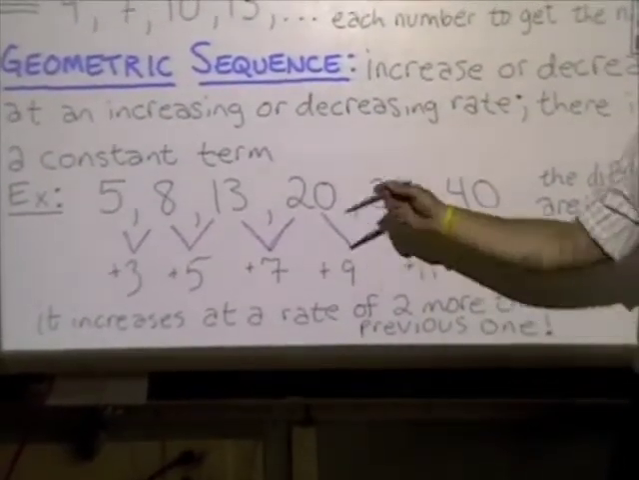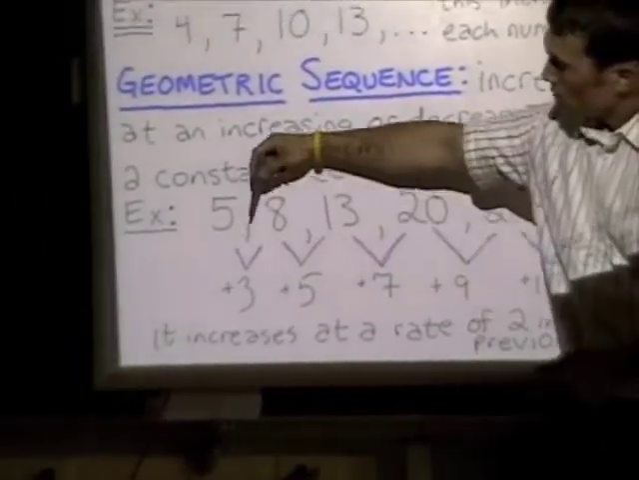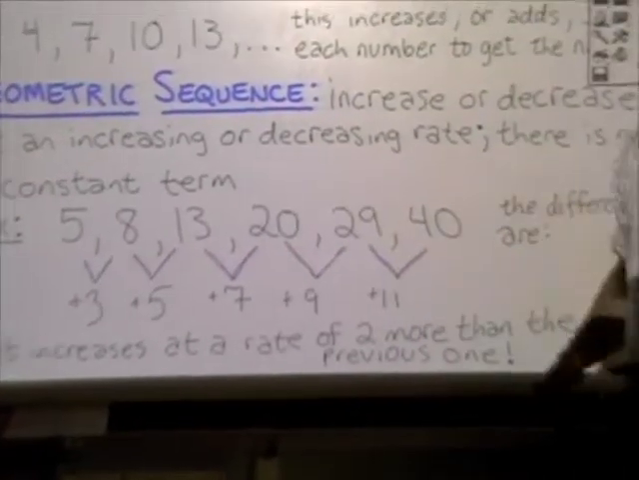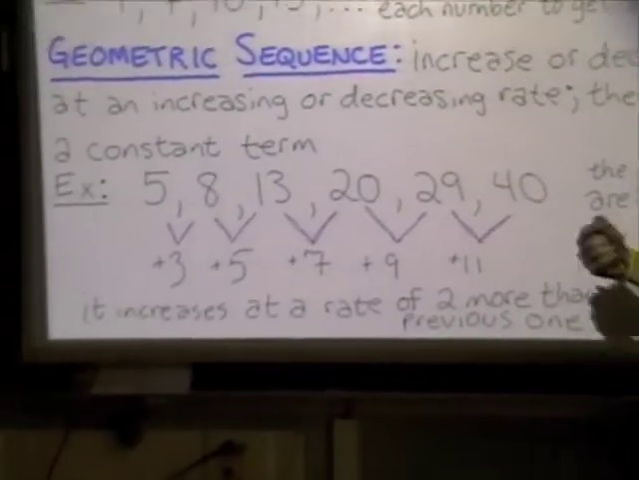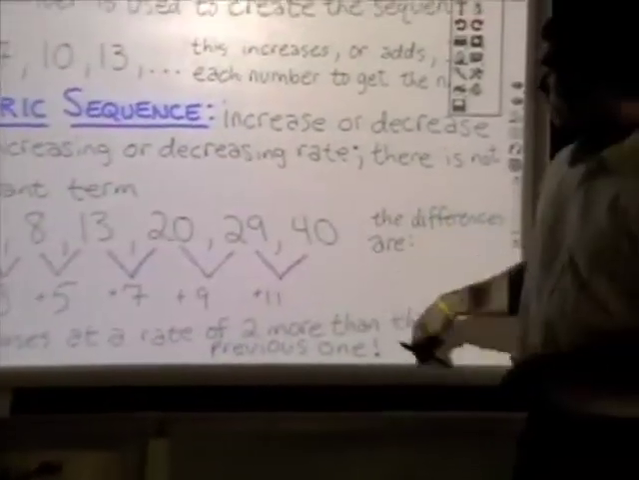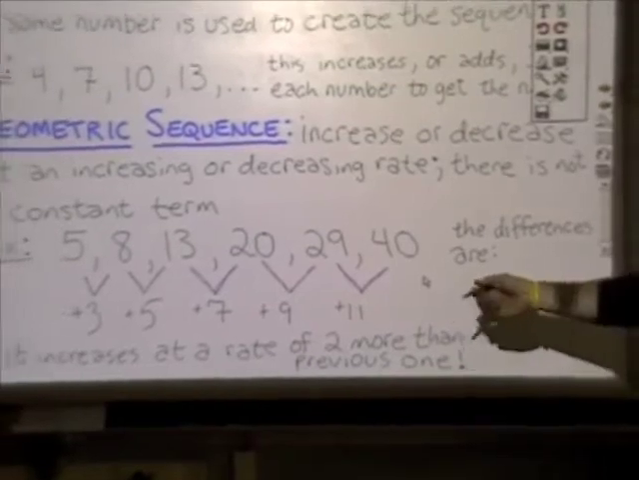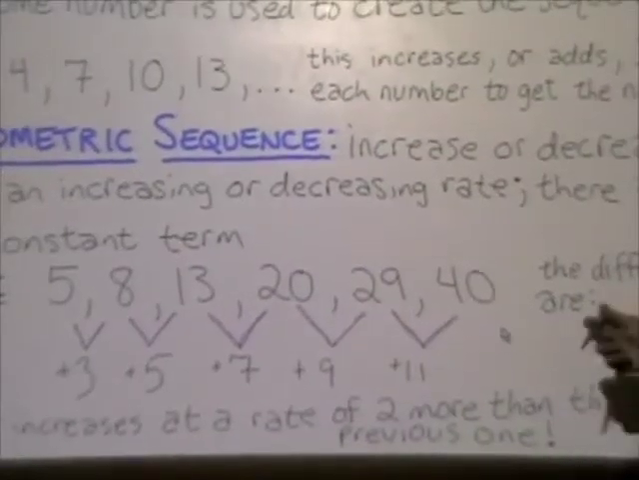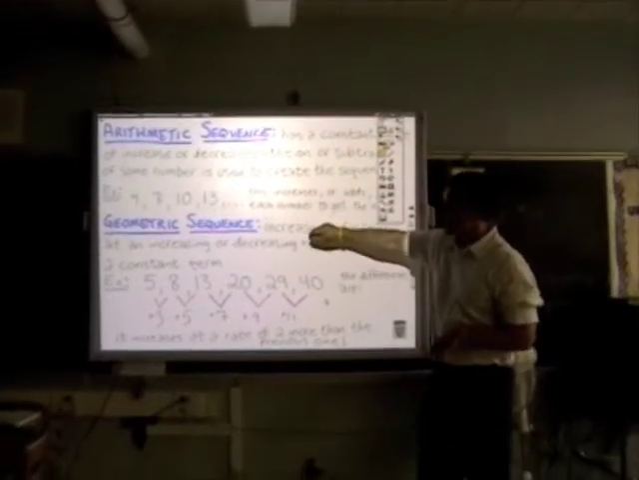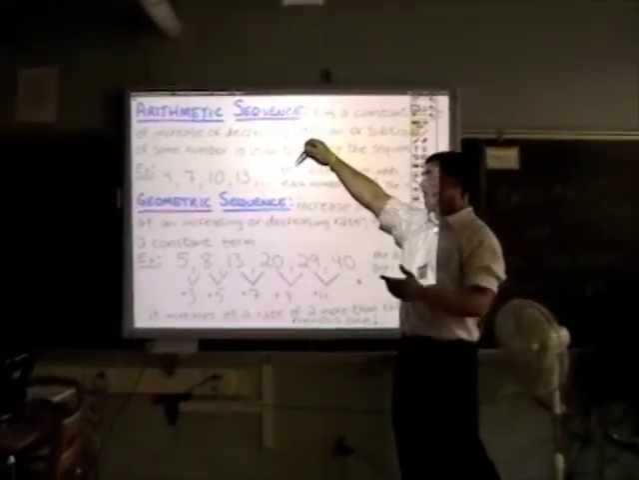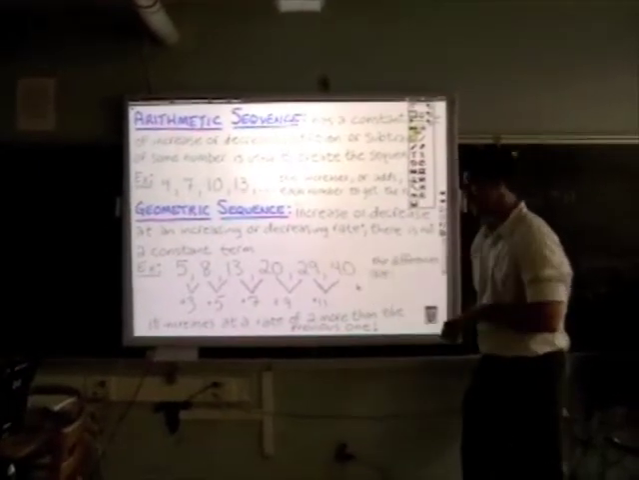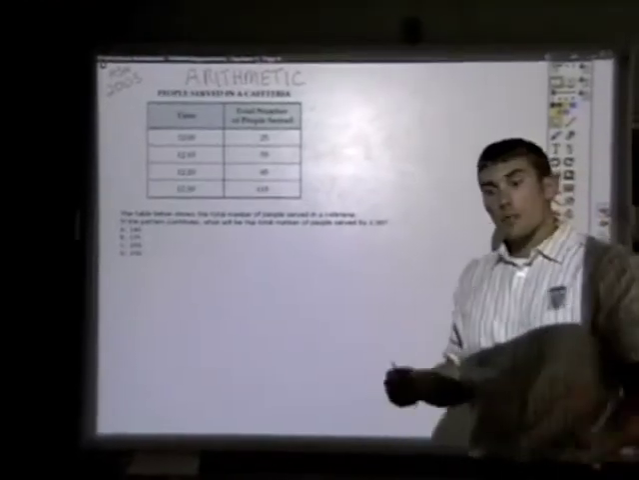Well, if we take a look at the differences between each term, we have a plus 3, 5, 7, 9, and 11. So we notice that the differences are increasing by 2 every time. So if I was to try to find the next number in this sequence, I would just add 13 to 40. So that's the two ways that you want to find out whether you have an arithmetic or geometric sequence. And it's important to know whether or not you have a constant rate of increase or a rate that's going higher and higher at an increasing rate or decreasing rate. Okay, so let's try some questions.